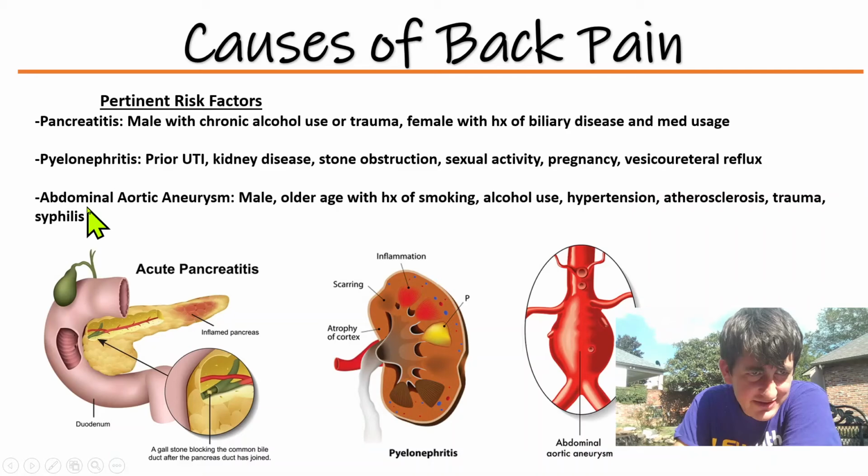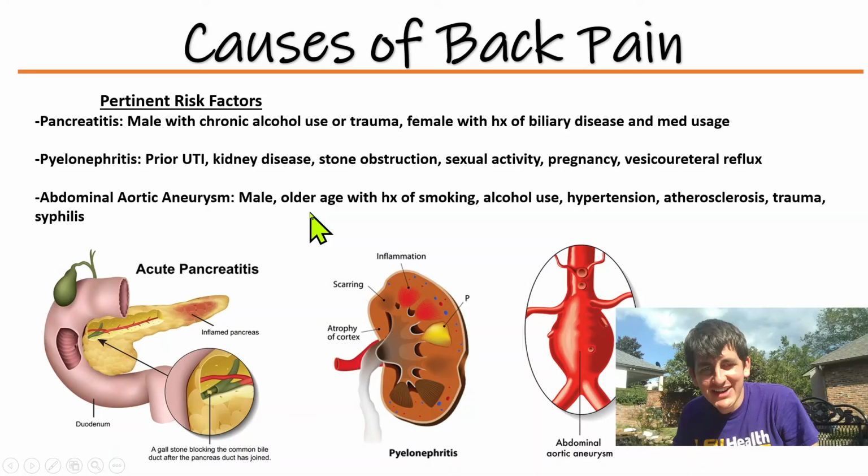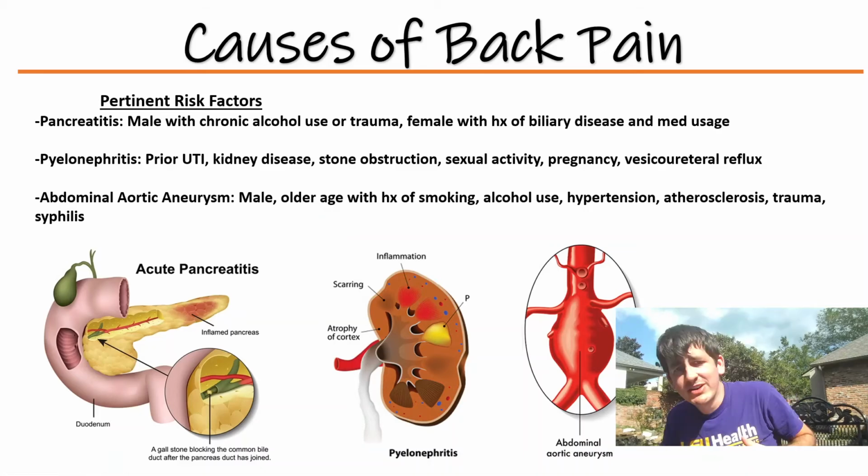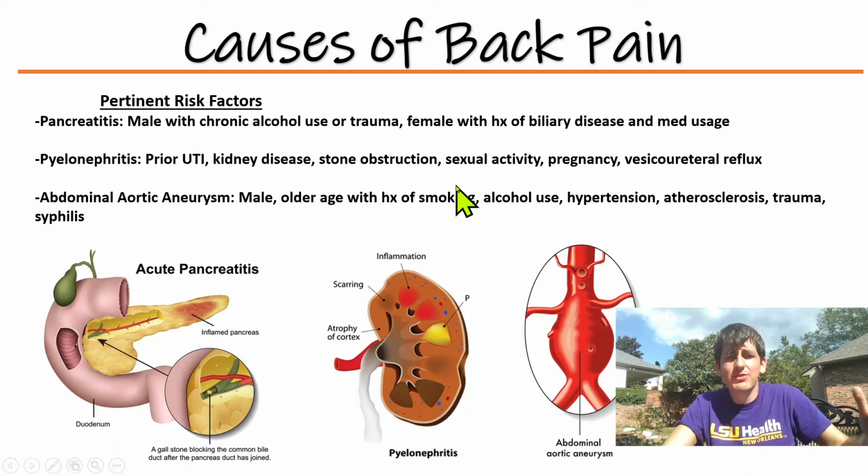And abdominal aortic aneurysm, this is male, older age. Again, it's not just male, right? It's females too, younger people too. But the highest prevalence you'll see is in males of older age, with a smoking history or alcohol use, hypertension, atherosclerosis, trauma, or syphilis. But again, anyone can get these things, right? So don't rule it out based only on risk factors.